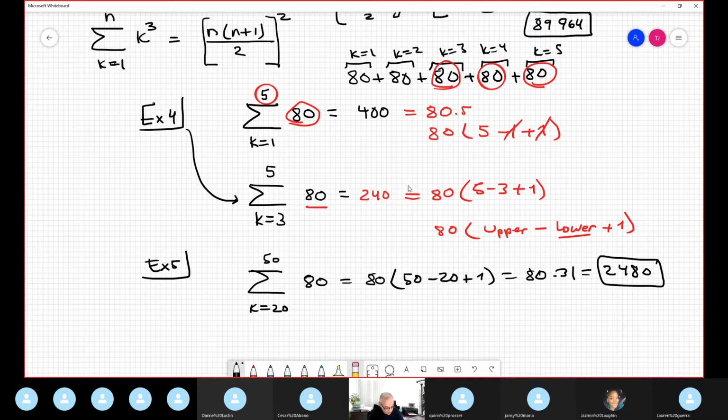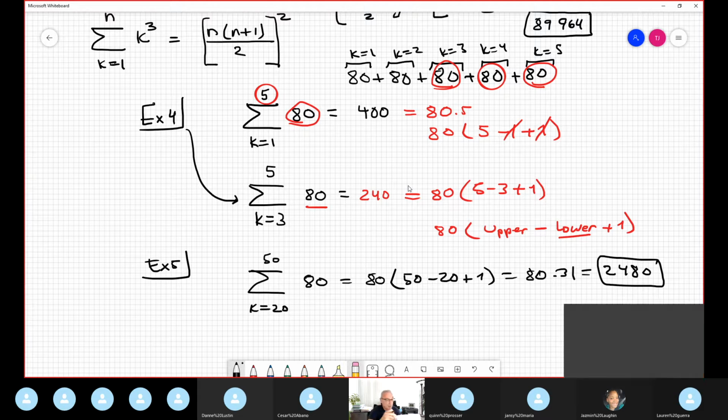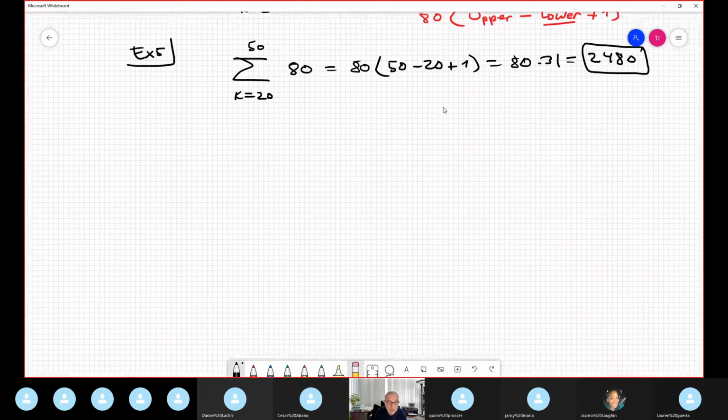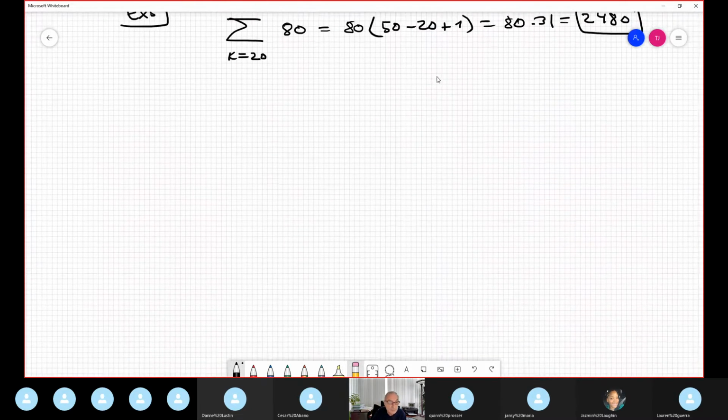That's clear or confusing? Let me see if I have another interesting example. Clear, super clear. Okay. Let me try one more on that. Number 6. Number 6 is summation from K equals 6 to 20 of 4K squared.